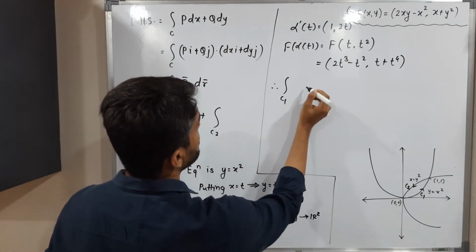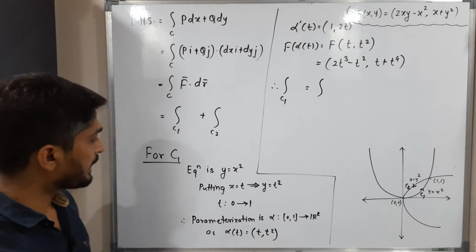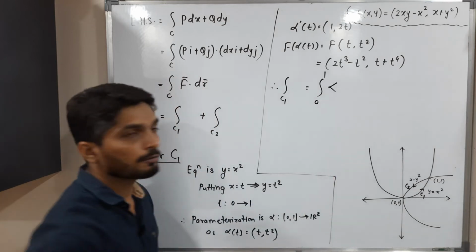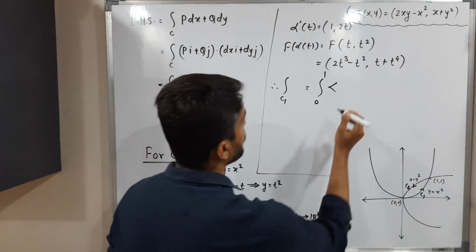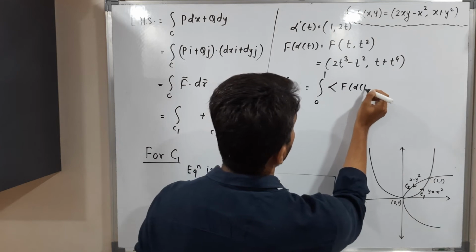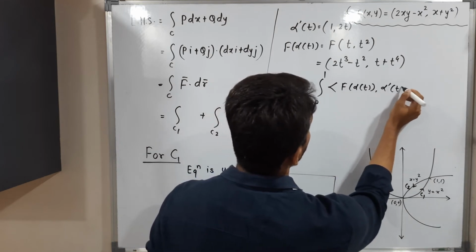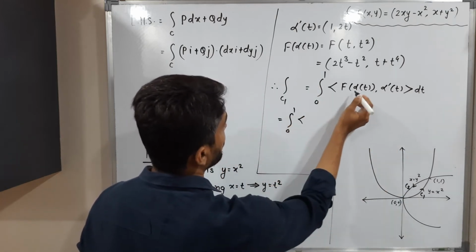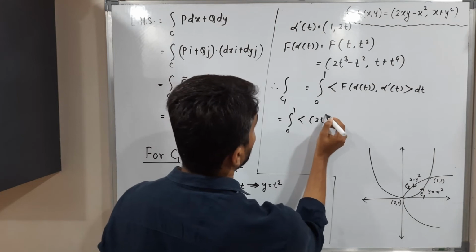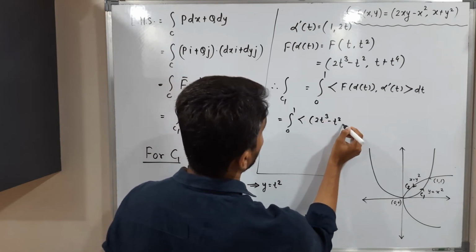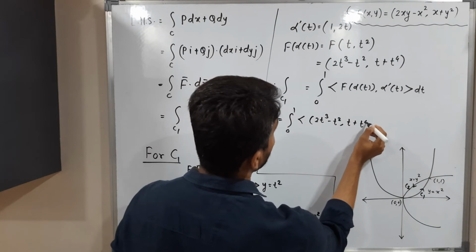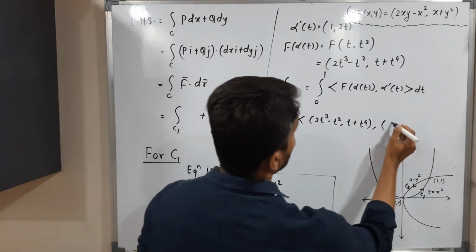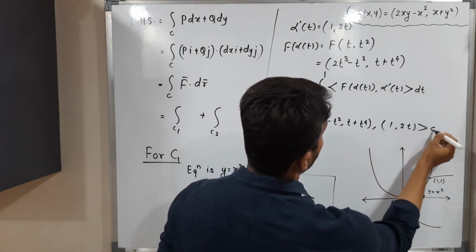Therefore, the integration over C1 is equal to, it has parameterization alpha having limits 0 to 1. The definition of line integral says we have to take the inner product of f of alpha of t comma alpha dash of t dt. So this is equal to the integration from 0 to 1 of the inner product of f of alpha of t, which we have just calculated as 2t cube minus t square comma t plus t raised to 4, with alpha dash of t, which is 1 comma 2t, dt.